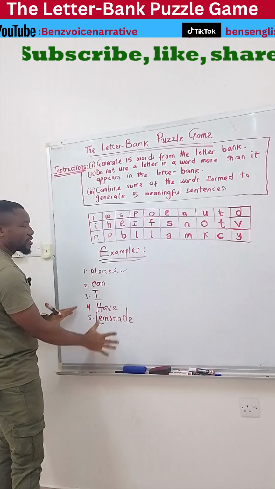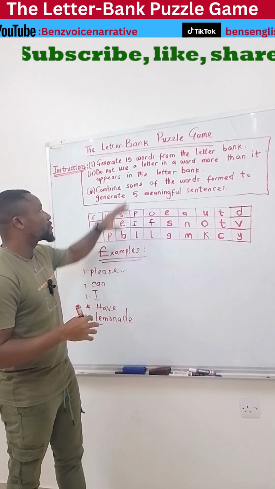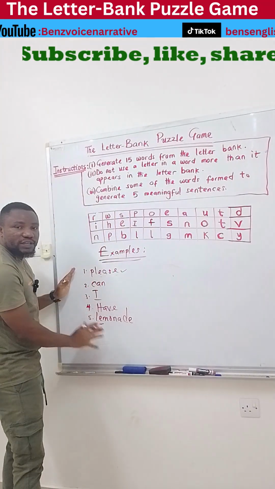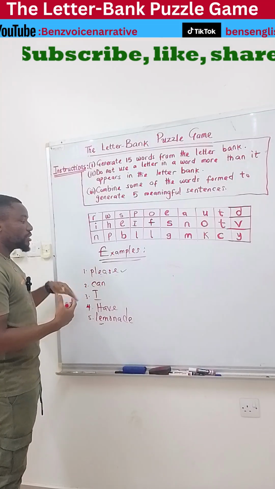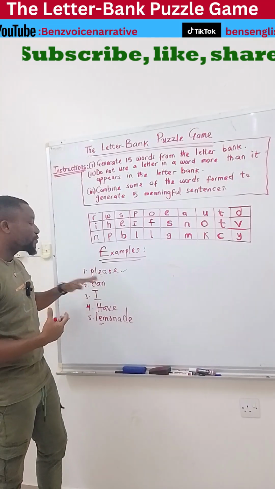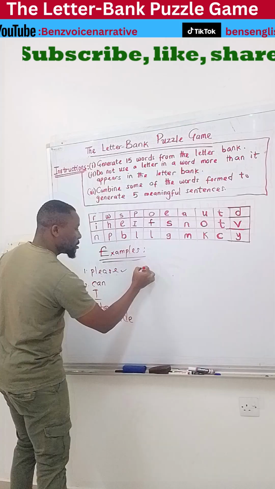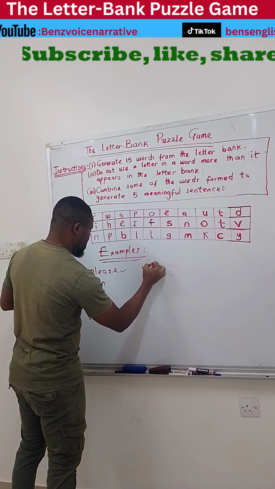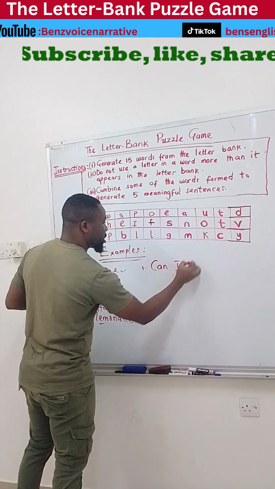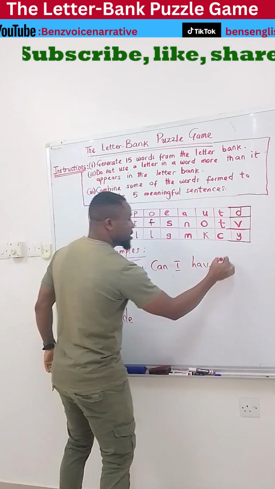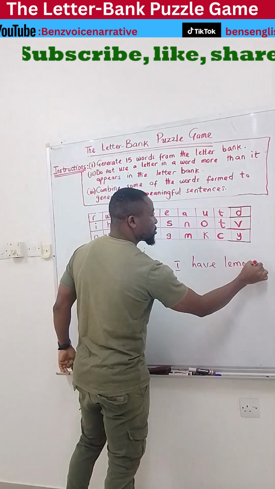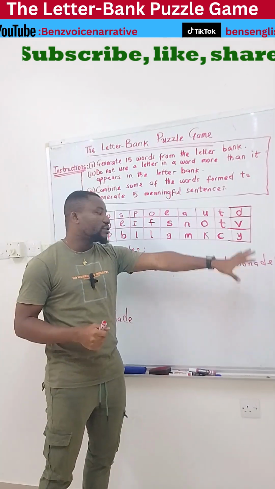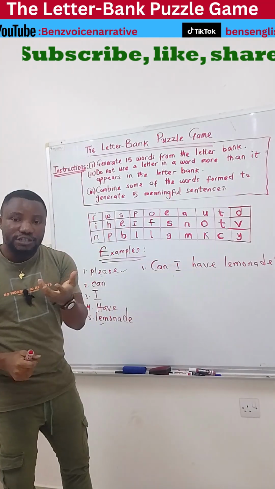After this is done, what you're going to be doing is to generate 15 words or even more from this letter bank. Let's assume that these are my 15 words. I'm going to be forming sentences from these words. So my first sentence can be, can I have lemonade? That's a full sentence, an interrogative.